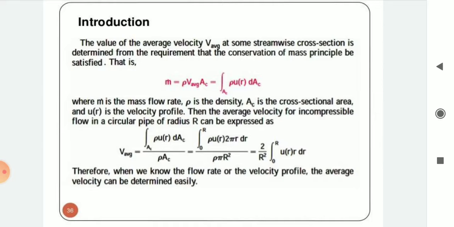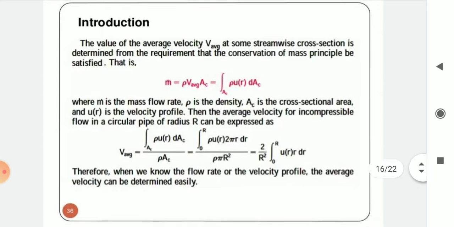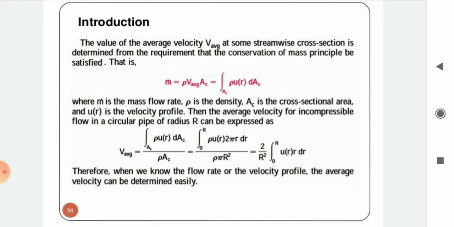Then the average velocity for incompressible flow in a circular pipe of radius R can be expressed as V average = integral over Ac of rho u(r) dAc divided by rho Ac, which is equal to integral from 0 to R of rho u(r) 2 pi r dr divided by rho pi R squared, which is equal to 2 divided by R squared times the integral from 0 to R of u(r) r dr. Therefore, when we know the flow rate or the velocity profile, the average velocity can be determined easily.